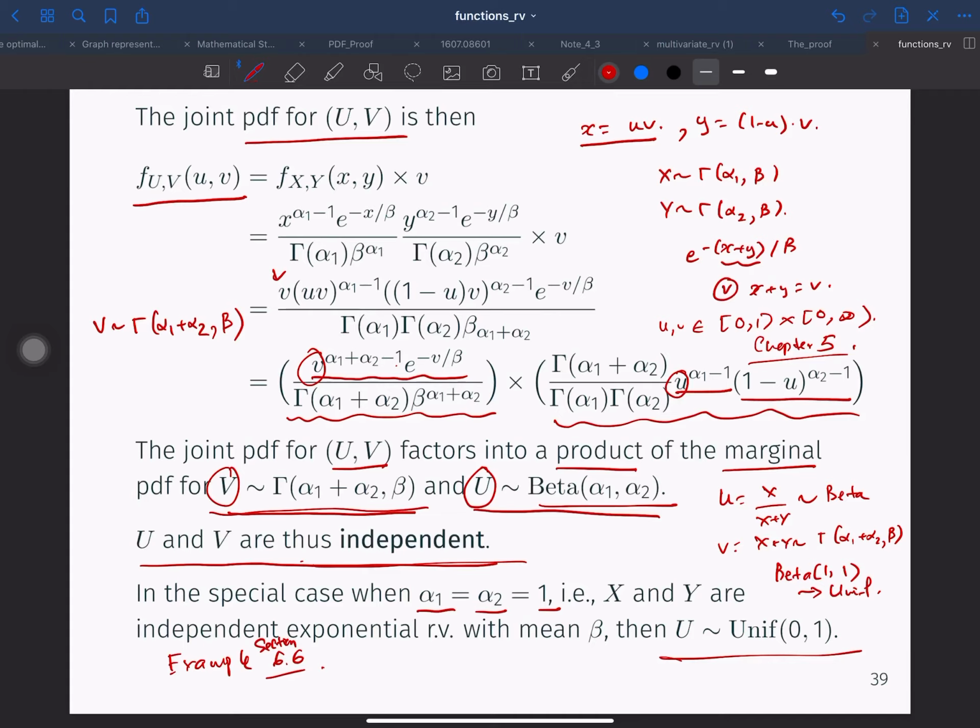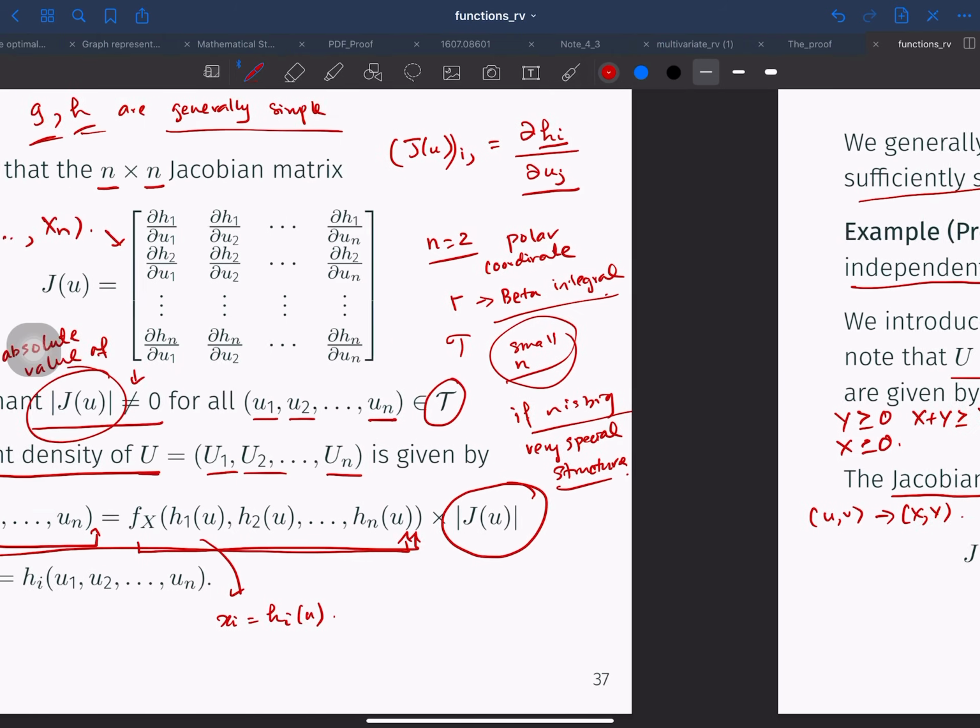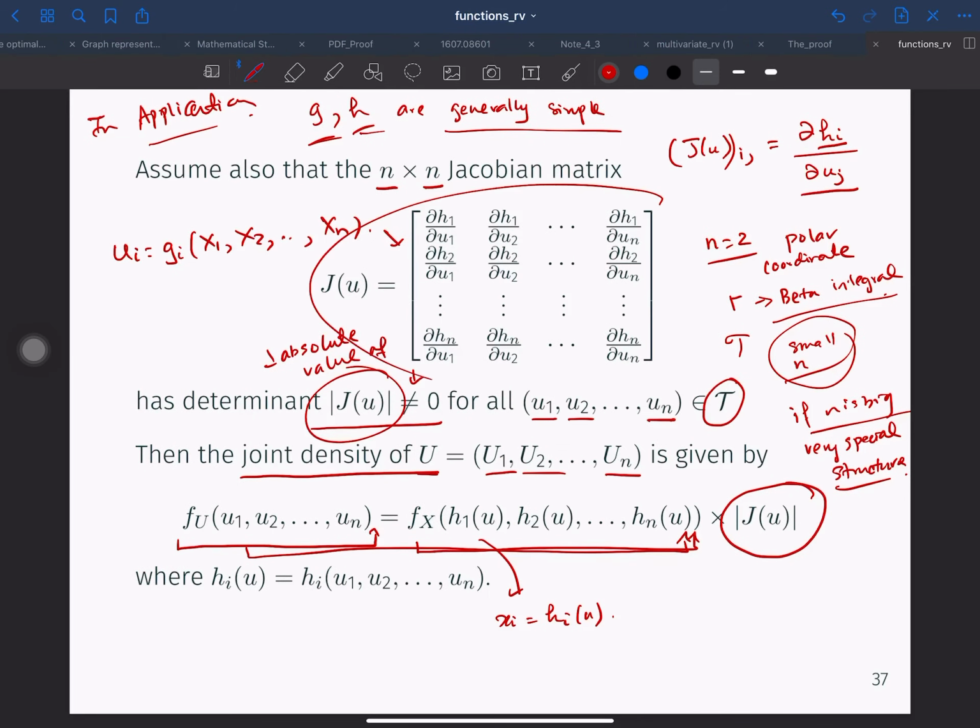This example, you may think it's quite contrived, but in reality, in many applications of the multivariate Jacobian, you can't do something too complicated, because if your function is too complicated, then the evaluation of this determinant would be quite a pain.